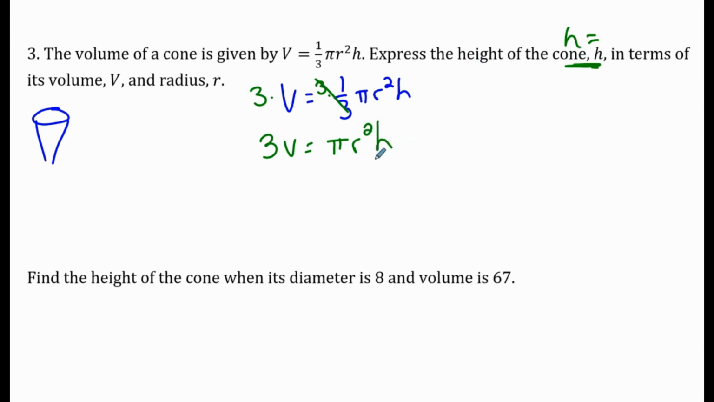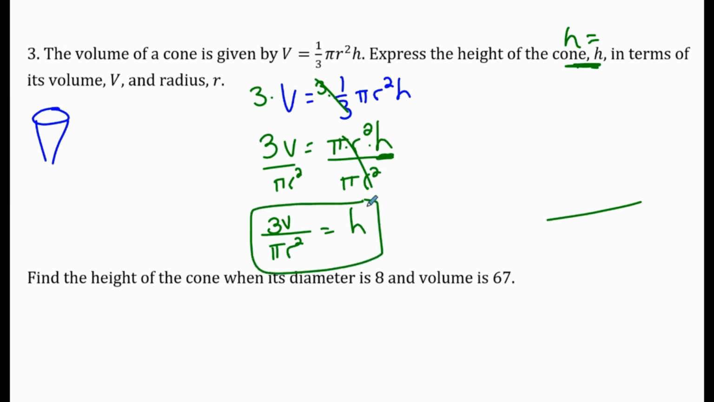Express the height, so I'm solving for h here. Here's h. What's happening to it? It's being multiplied by pi, and it's being multiplied by r squared, so let's divide that pi and r squared away. So we end up with 3V over pi r squared. That's h. Did I express h? Yes. In terms of the volume and the radius, I did.